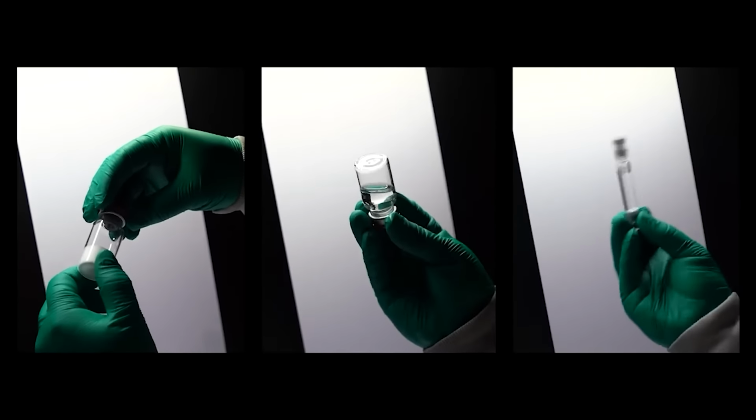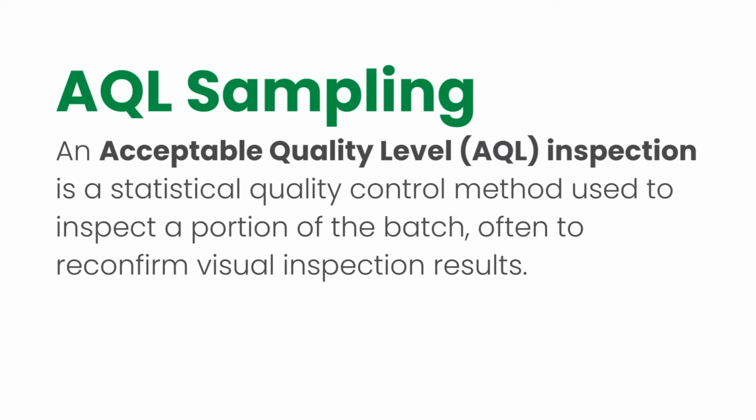So after the 100% visual inspection is complete, members of our shop floor QA team do an AQL sampling based on lot size, and then perform the same visual inspection as an assurance that the visual inspection was effective.